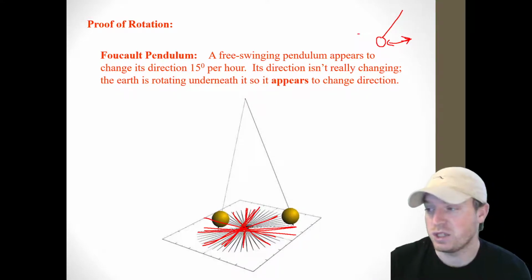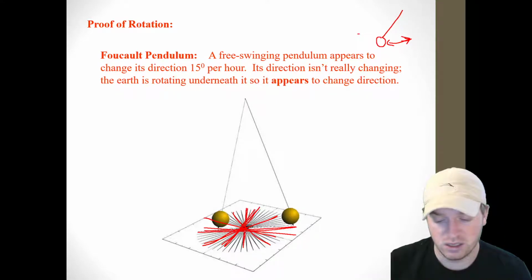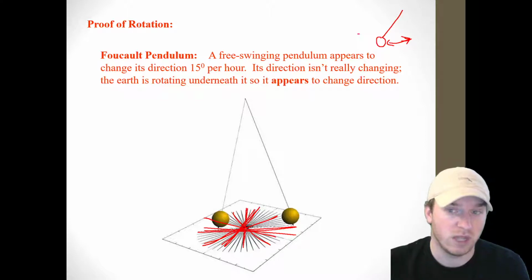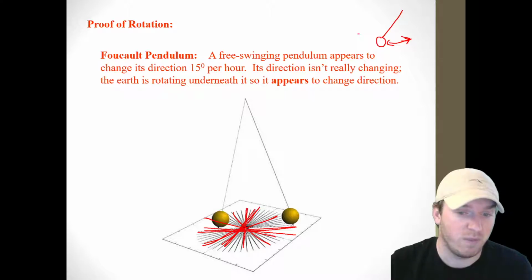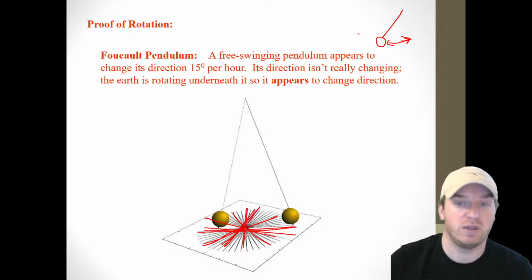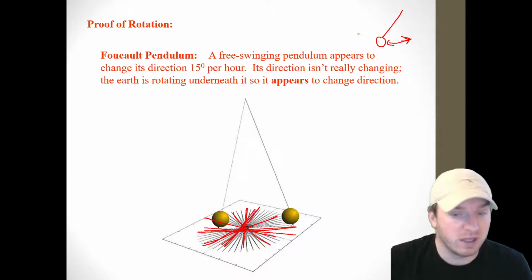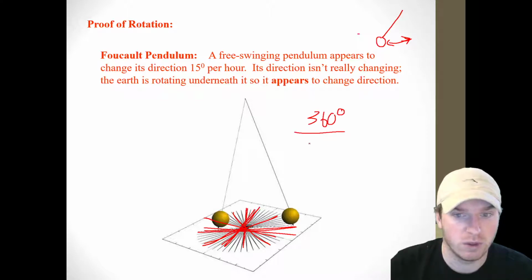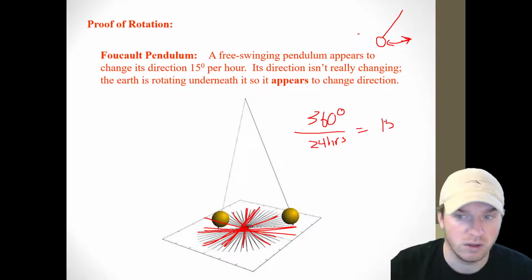The reason it's changing direction throughout the day is that it's actually not the pendulum. It's the Earth underneath it that's rotating, and the pendulum appears to be moving at 15 degrees per hour. Now you might think to yourself, why is it 15 degrees per hour? Well, if there are 360 degrees in that rotation, and it's rotating over the course of 24 hours, one day, you guessed it, 360 divided by 24 is 15 degrees per hour.